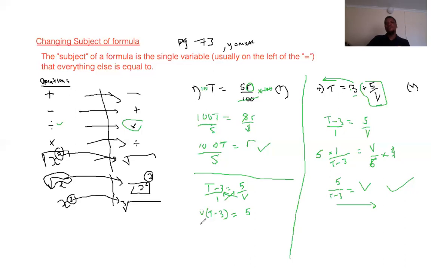Now once you have this, remember your goal is to have only V on this side. So we must remove this whole bracket. But this whole bracket is multiplying V. So how do you remove it? By dividing both sides by it, so that this cancels that. Then our answer is the same, 5 over T minus 3. That is how you would solve it. So you can choose to use the one where you invert. If you don't feel like this one is fine for you, you can just use this one.